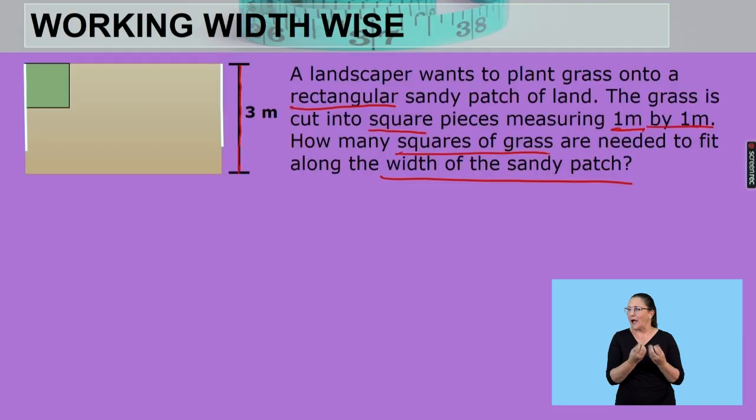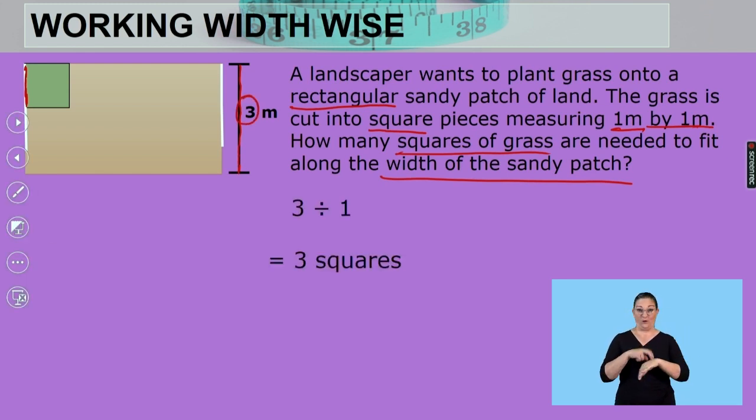So what are we actually doing? We're trying to see how many times one of these little pieces fits into 3. So what's the calculation? We've got to go 3 divided by 1, we can get in 3 squares across that patch. Nice work, well done, very well done.